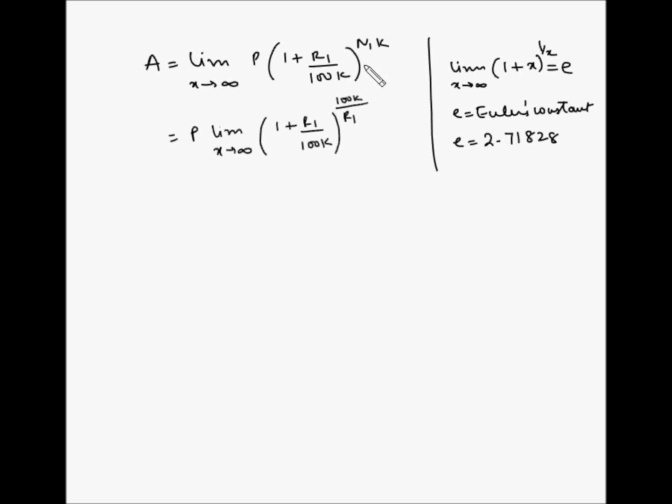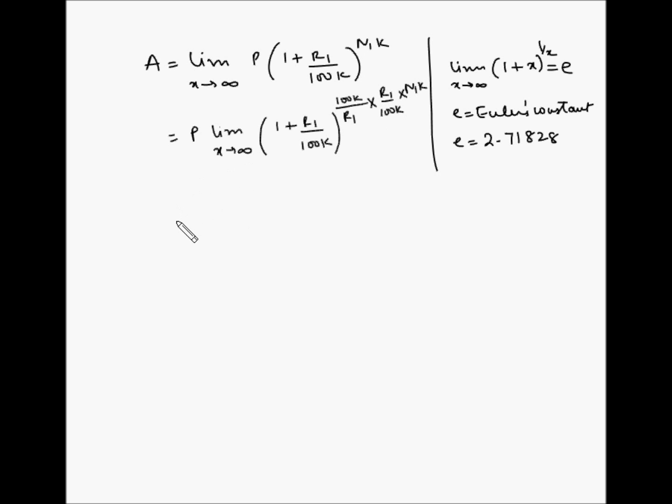Now since we have added this to the power, we multiply by its inverse again to nullify the effect. So multiplied by R1 divided by 100k, and then multiplied by what originally was there, which was N1k. So now because we multiplied 100k divided by R1 with R1 divided by 100k, this becomes 1 and this remains as it is. So N1k remains as it is. So the expression again becomes 1 plus R1 divided by 100k to the power N1k.